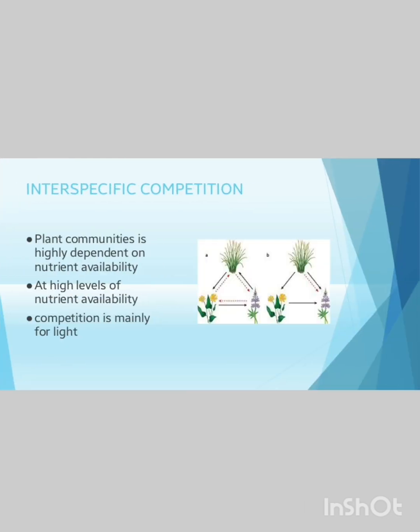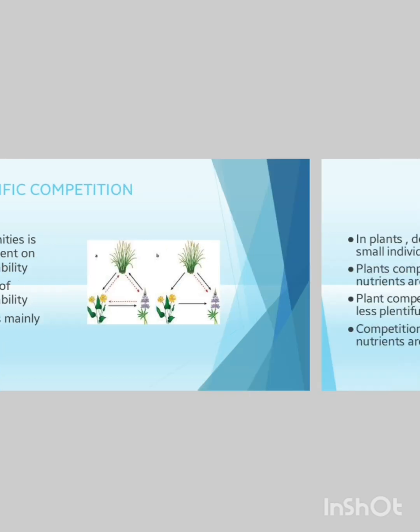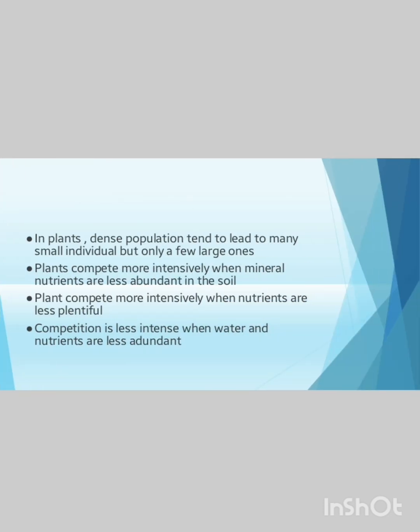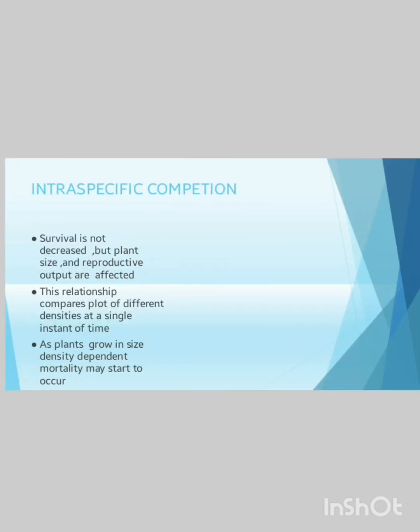Next, interspecific competition. Plant communities are highly dependent on nutrient availability. At high levels of nutrient availability, competition is mainly for light. In plants, dense populations tend to lead to many small individuals, with only a few large ones. Plants compete more intensely when mineral nutrients are less abundant in the soil. Competition is less intense when water and nutrients are more abundant.